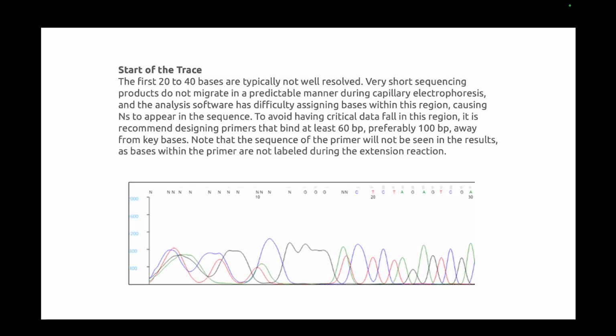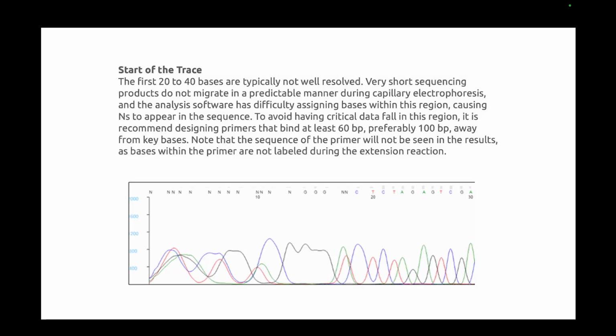To avoid critical data falling in this region, it is recommended to design primers that bind at least 60 base pairs, preferably 100 base pairs away. If you have a leverage of 100 base pairs in the beginning, let it call out all the wrong calls at first. Then after 40 or 50 or 60 base pairs, you'll get the right calls, because typically on the lower end, it's not very well resolved. Note that the sequence of the primer will not be seen in the results, as bases within the primers are not labeled during the extension reaction.